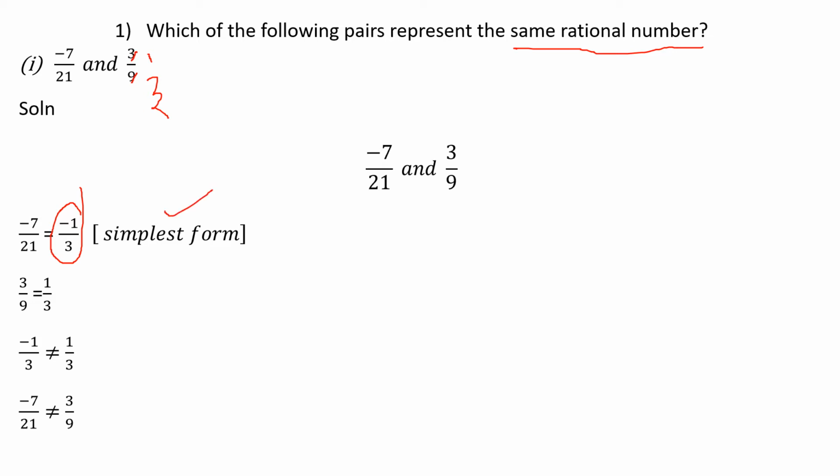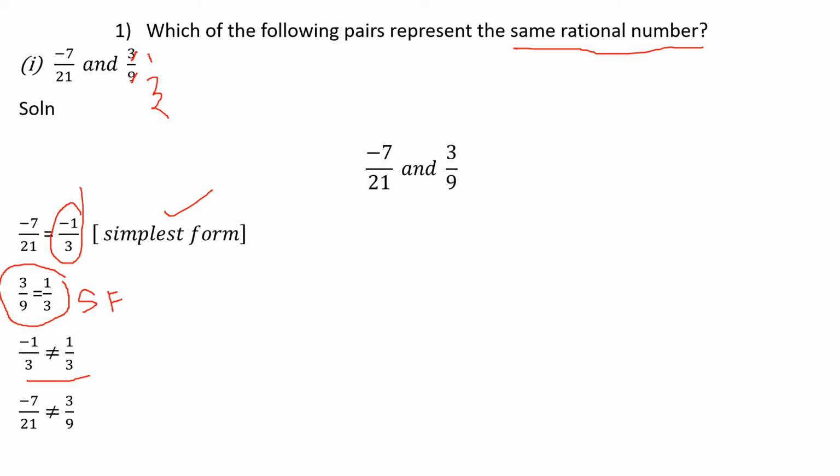Can I cancel minus 1 by 3 again? No, I cannot cancel. So this is the simplest form. In the same way, for 3 by 9 also cancel it and write. So 1 by 3 is the simplest form. Is minus 1 by 3 equal to 1 by 3? No, it is not equal, because one is a negative number and the other is a positive number. So it is not equal.